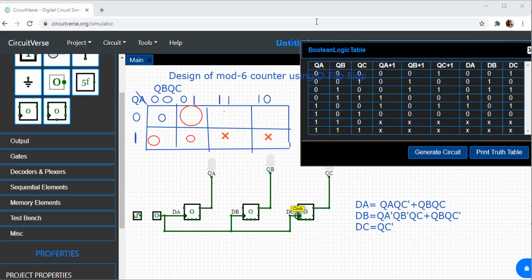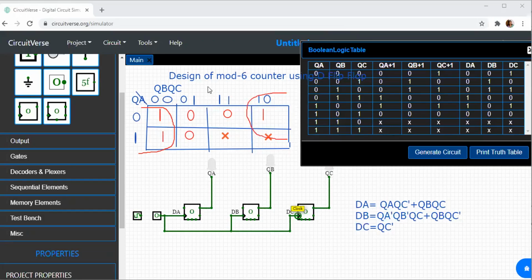Similarly, we can also write the K-map for DC. DC will be equal to, so this is a pair. I have one, I'll get a quad over here. If you can see, I'll get a quad. Now, if I simplify this quad, I'll get DC is equal to QC bar.